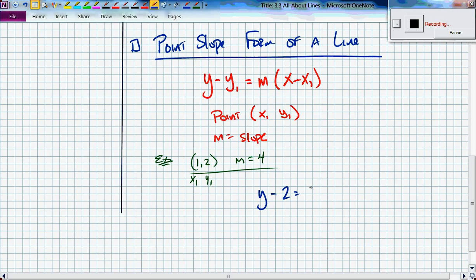And this right here is called point slope form. You use it when they give you a point and they give you a slope. You use point slope form. Pretty convenient.